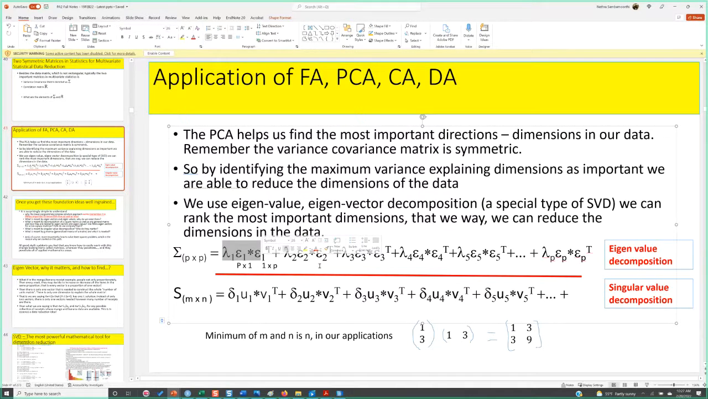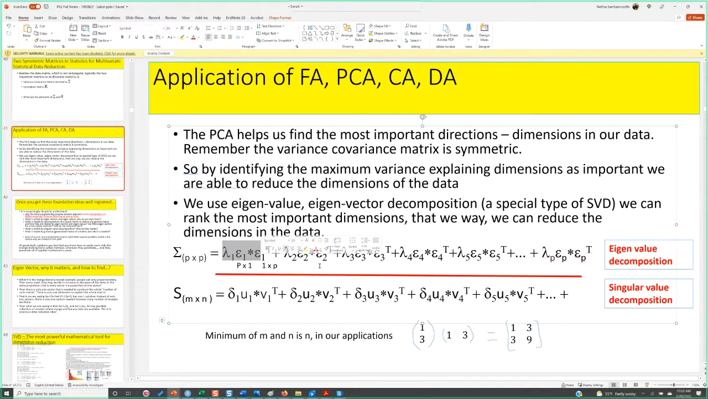Lambda epsilon 1 is one direction, epsilon 2 is another direction. These are perpendicular. It has to be perpendicular, right? The new coordinate system should also be perpendicular. The original X, Y, Z are perpendicular, right? Likewise, the new coordinate system should also be perpendicular. That's why it will become a coordinate system.